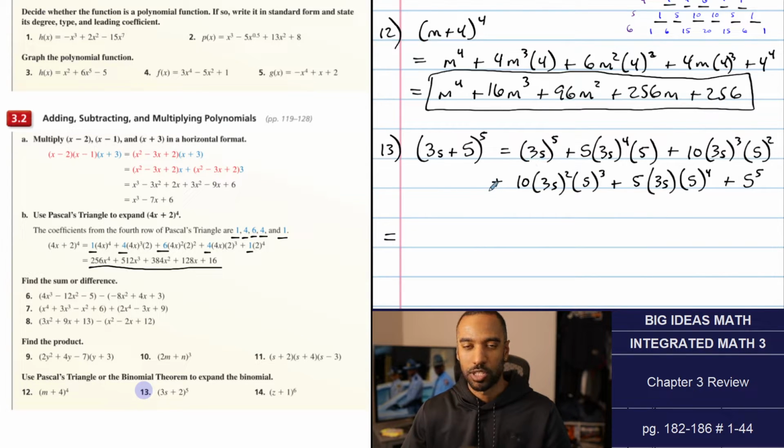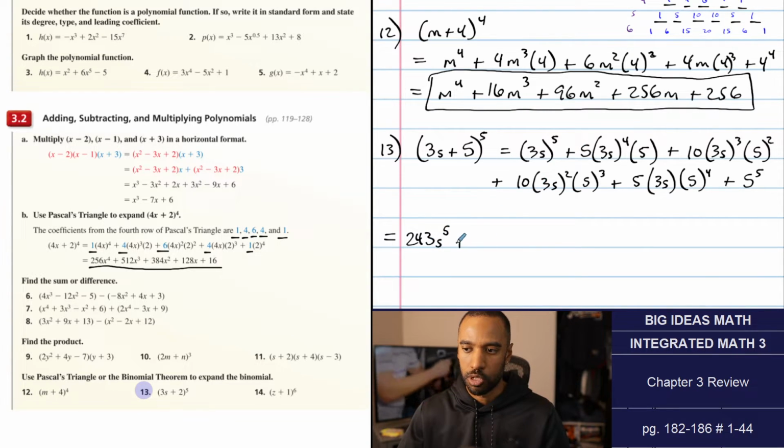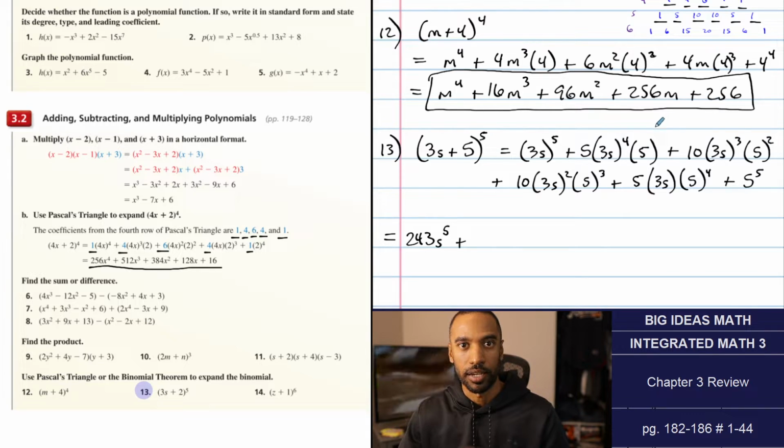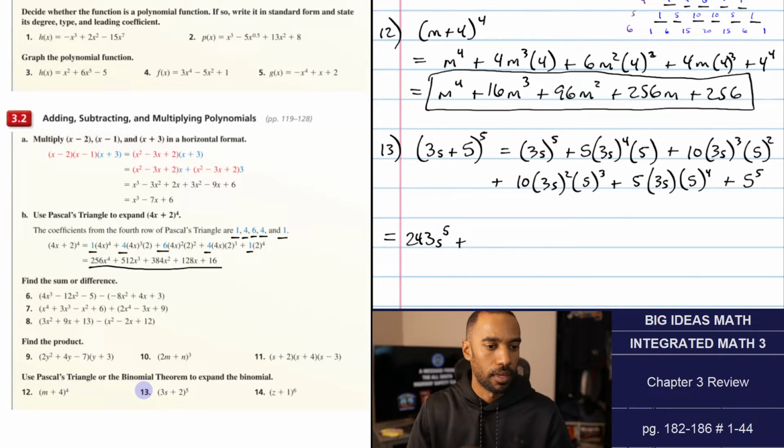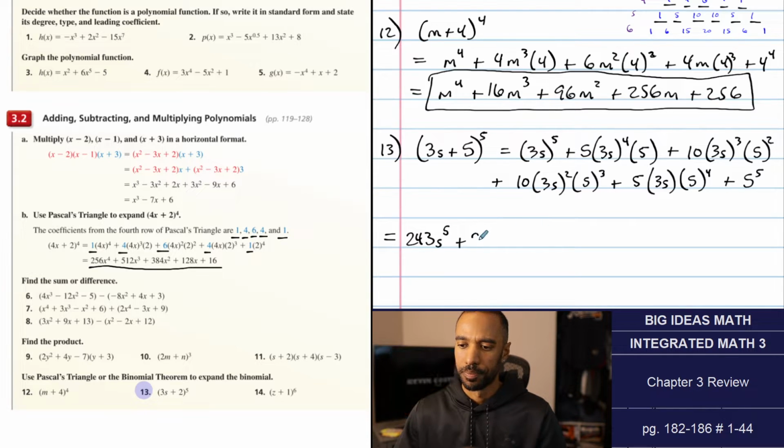3 to the 5th power, guys, is pretty big. It's 243. 243 times s to the 5th power is your first term. But all these numbers should be big. 3 to the 4th is 81. We got to do times 25. 81 times 25. I don't know what that is. 2025? Let me check. 81 times 25. 2025. All right.